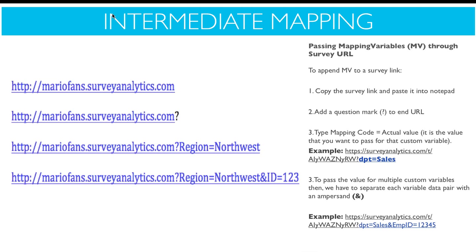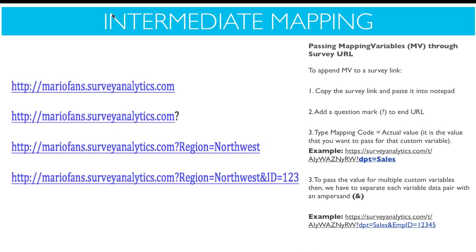And then after that, you just type in the particular variable or mapping variable that you want to put in. And then after that, you can pass in additional or multiple custom variables as well. So you can see for my example here, I've got mariofans.surveyanalytics.com. I added a question mark, and then after the question mark, I added in a variable mapping of region, and I said equals northwest. And then after that, I added an extra layer on top of that with region equals northwest, and also the ID, and I typed in 1, 2, 3.